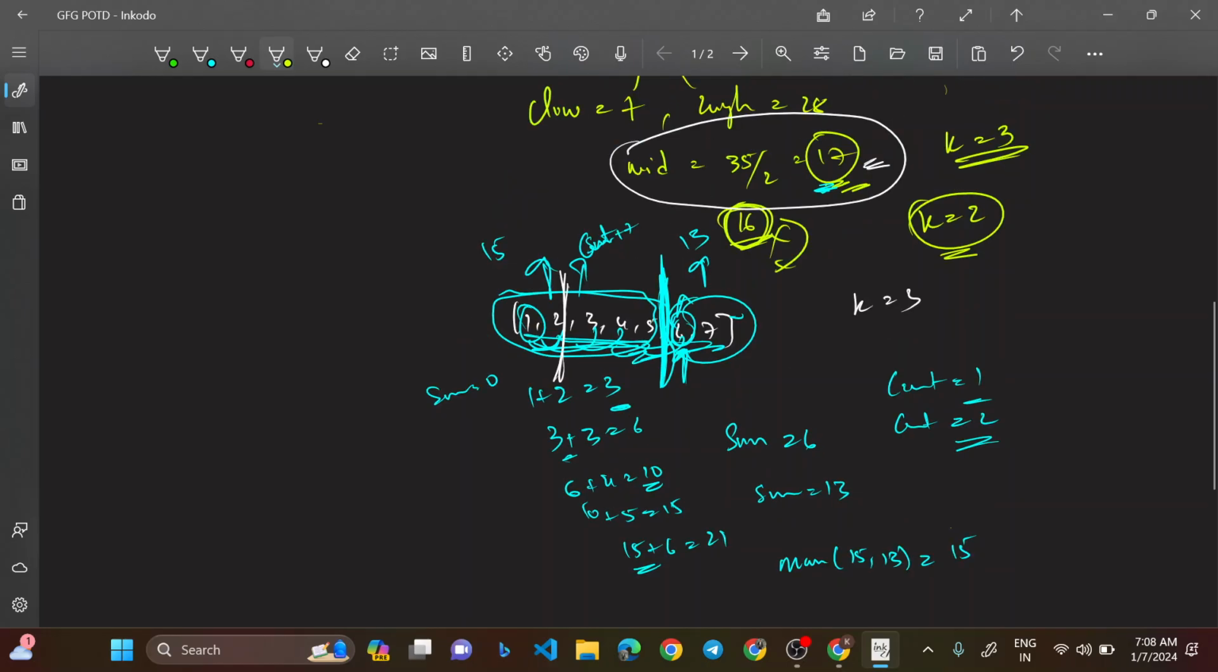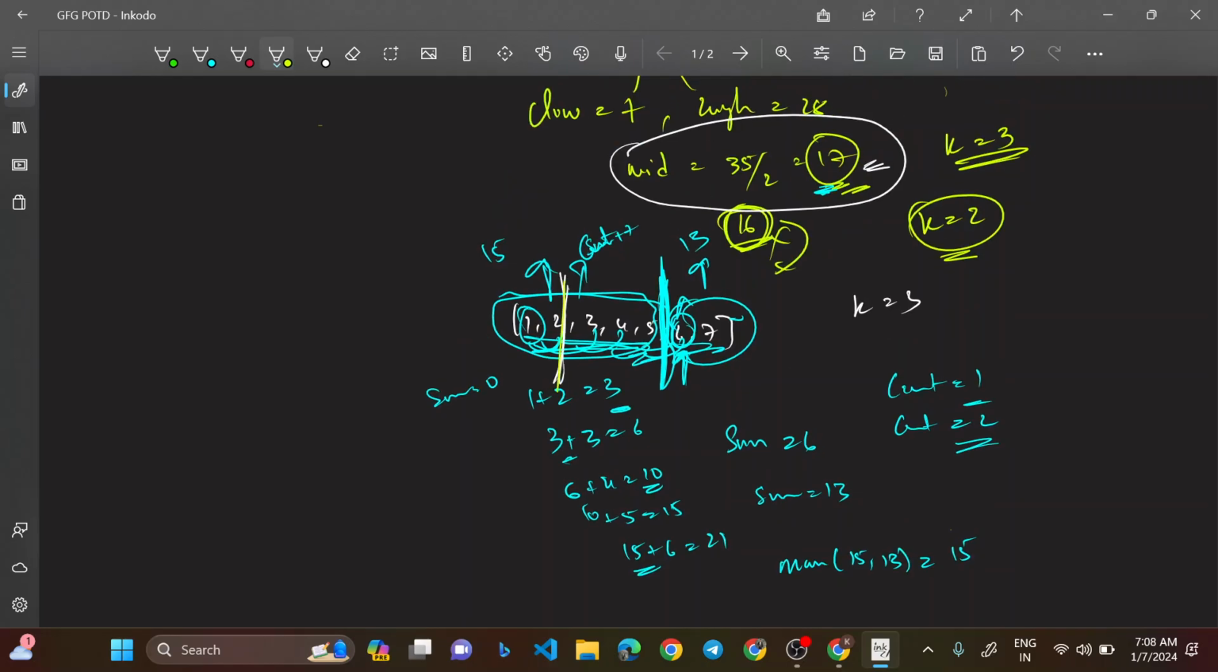But you can see, if I just divide this element at this point, what would be the subarrays? 1 2 3 4 5 and 6 7. In this case the sum is 12. In this case the sum is 13. In this case the sum is 3. So out of 12, 13, 3, what's the maximum possible? That is 13, right? 13.